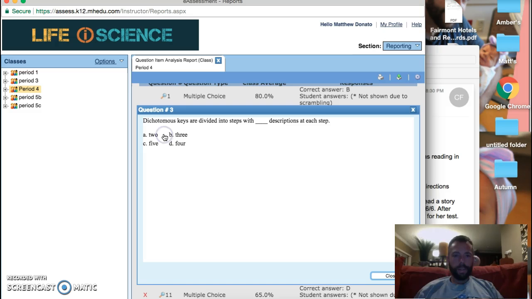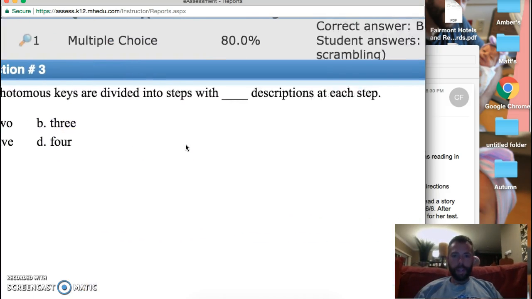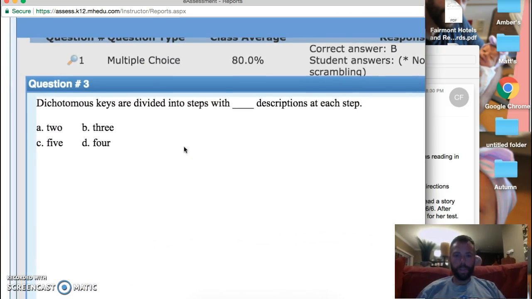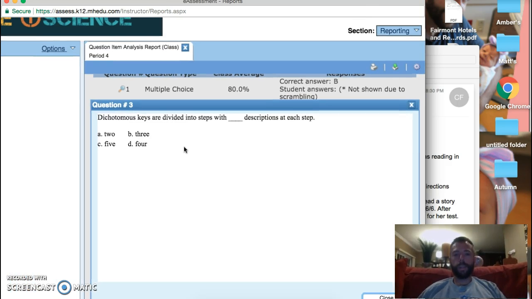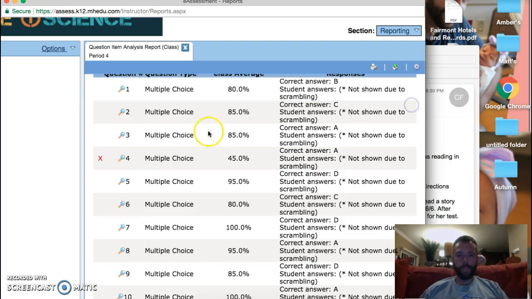All right, number three. Dichotomous keys are divided into steps with two descriptions at each step. So remember, it could have step one, then step one would have an A and a B. Step two, an A and a B, and so on and so forth. So each step is divided into two parts.